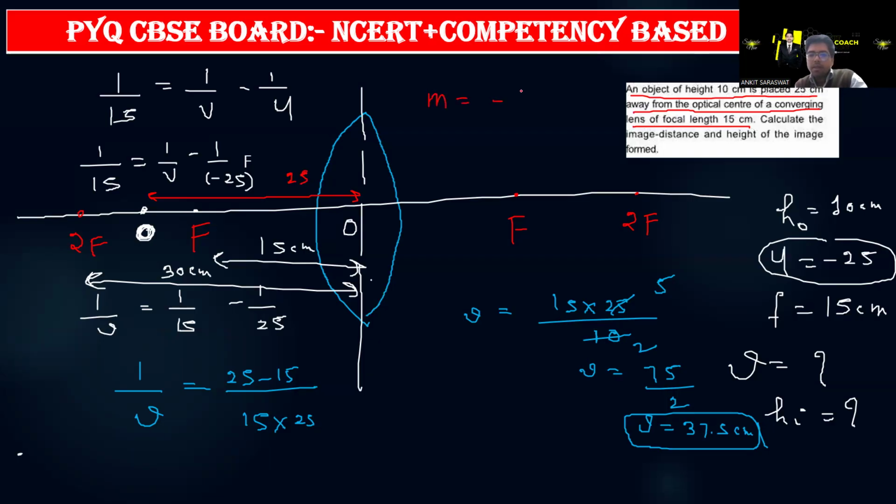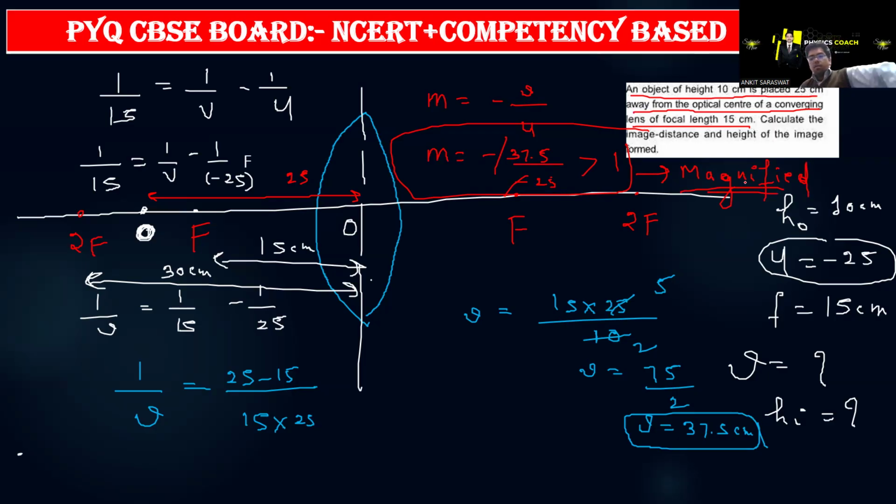You can check m will be minus v by u. If you calculate, you will get more than 1. So v comes out to minus 37.5, u comes out to be minus 25. Once you solve, it is more than 1. More than 1 means it is magnified. Clear? So I hope this doubt is clear to everyone. If still you have any doubt, please comment.